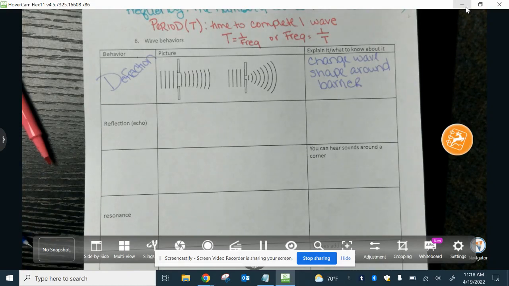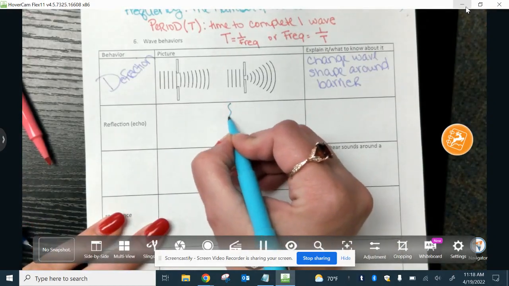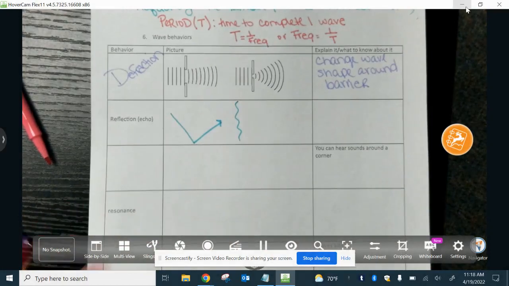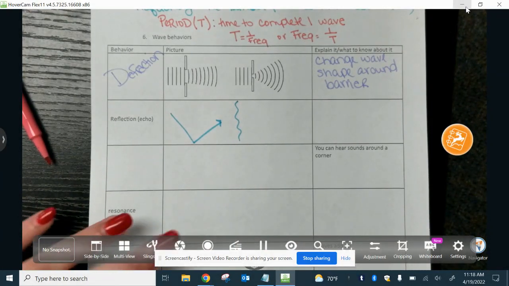Okay, reflection or an echo. I'm going to draw two examples of it. First one would be like a reflection of yourself in a mirror on the ground or something. I don't know why your mirror's on the ground, but I'm not here to judge.